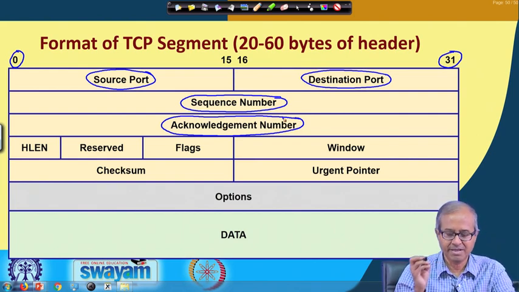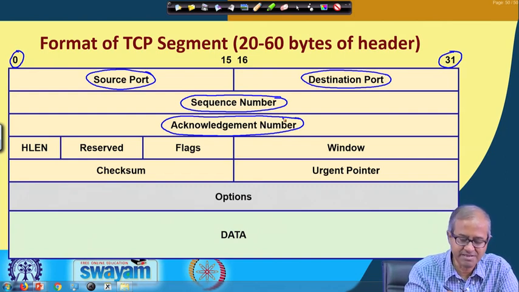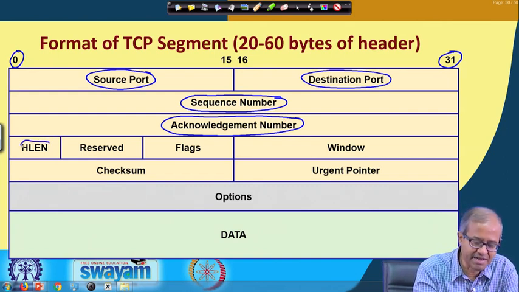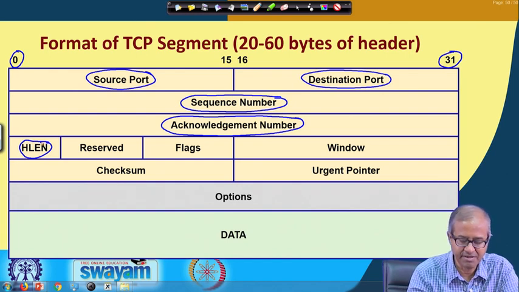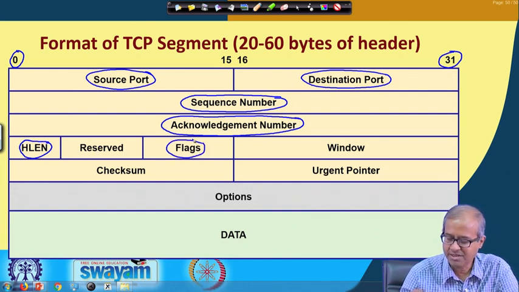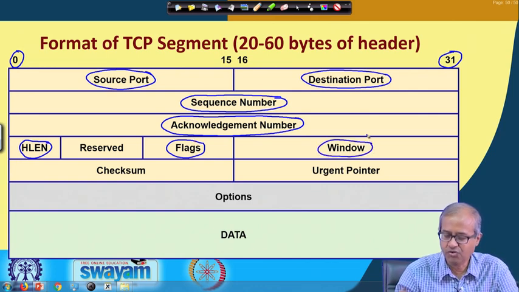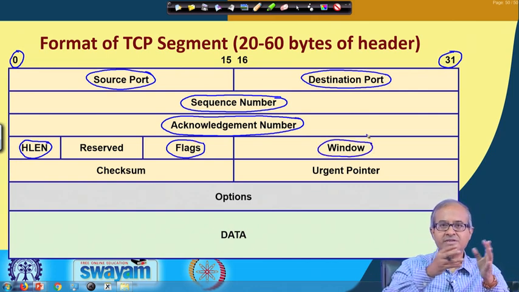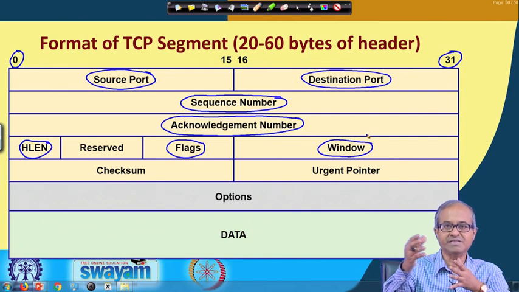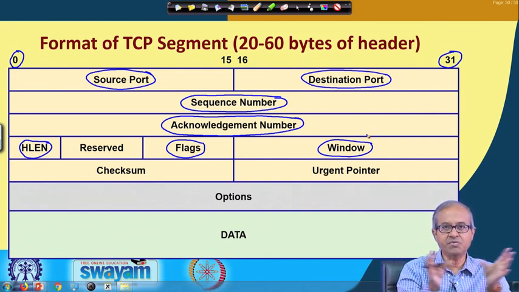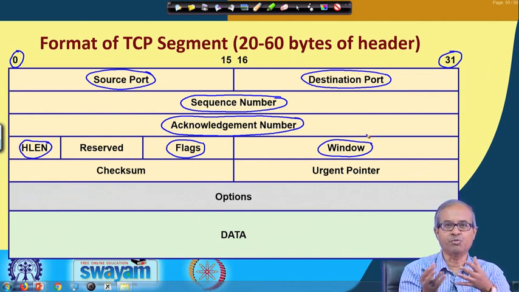Okay. Then there are some other fields, like there is a header length, there is some reserved field, there are some flags which I will talk about. There is a window, well, window is like that buffer I told you, na? Some data are being sent, some data are being received. So, there is some windows that are maintained by both sender and receiver. This is called a sliding window protocol, but I am not going into detail of this.